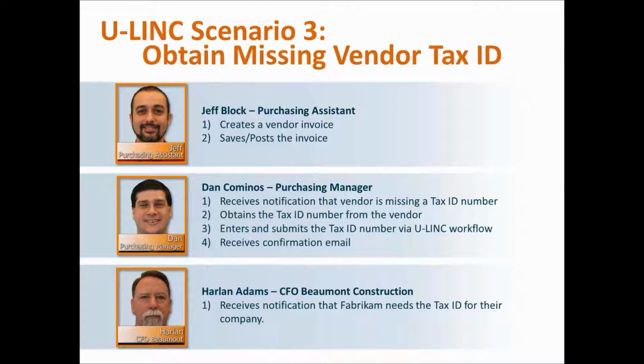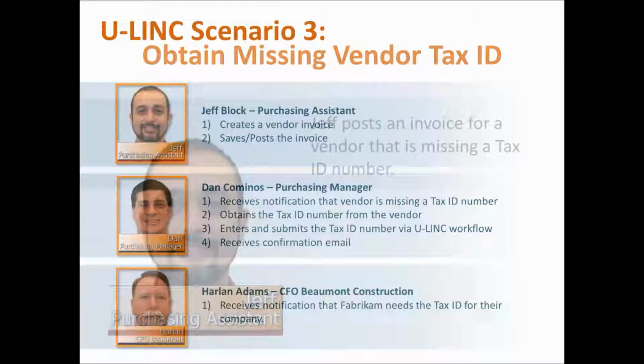But at the same time, it's also going to grab that vendor ID and the email address that's in there. It's going to send out an email notification to Harlan, who's the CFO of Beaumont Construction, that he needs to provide Dan Komenos with that tax ID. So let's see how it works inside of GP.